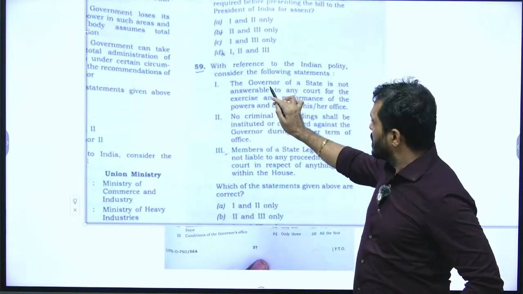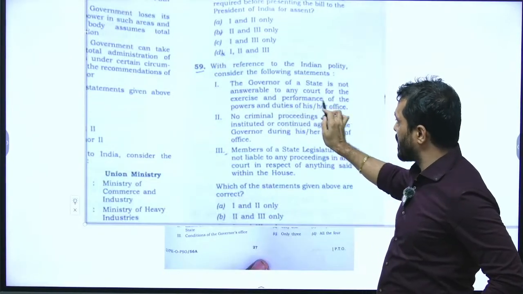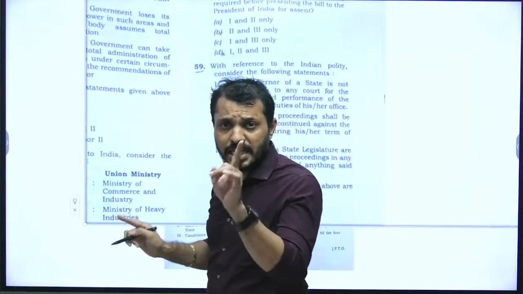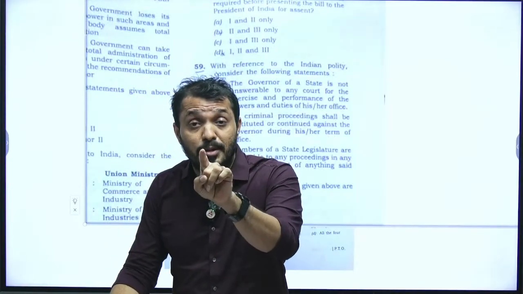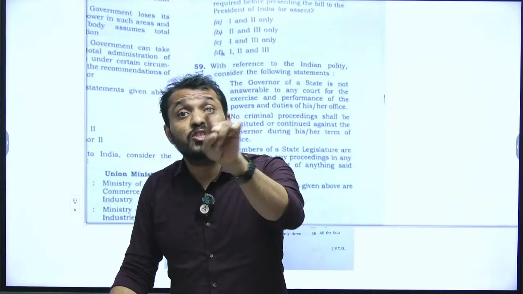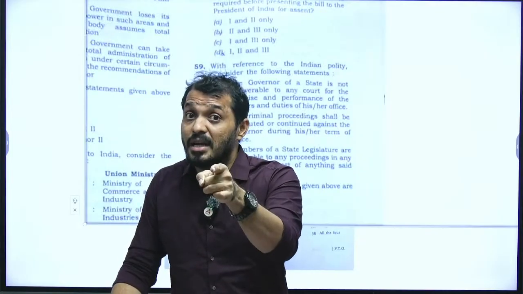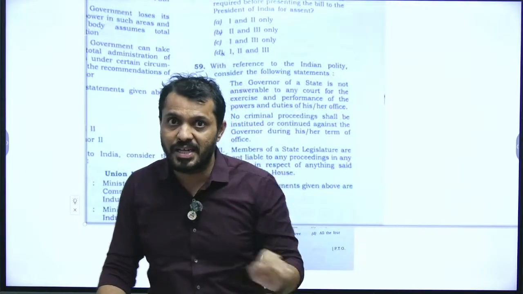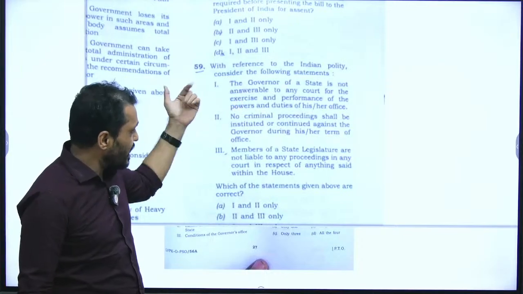Statement number 1. The Governor of a state is not answerable to any court for the exercise and performance of the powers and duties of his office. It is right, because I told you that parliamentary privileges are not applicable to the President and Governor, because the President and Governor enjoy special powers according to Article 361. At that time I told you that a criminal case cannot be filed on the President and Governor, but to file a civil case 2 months of notice should be given. So the first statement, not answerable to any court, is right.